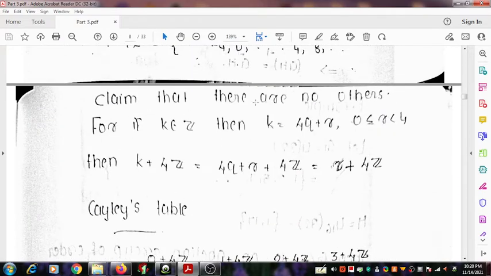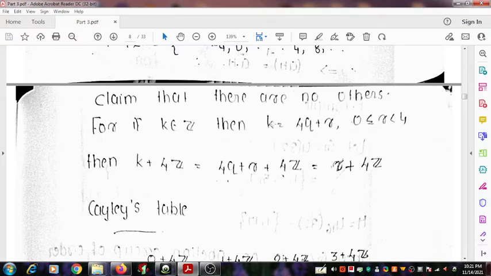Okay, for that, we want to establish that there is no other distinct member. So we take an integer k belonging to Z. Then that integer can be written as 4q plus r, where q is a suitable integer, and r must satisfy the condition 0 less than or equal to r less than 4. So r is the remainder actually.